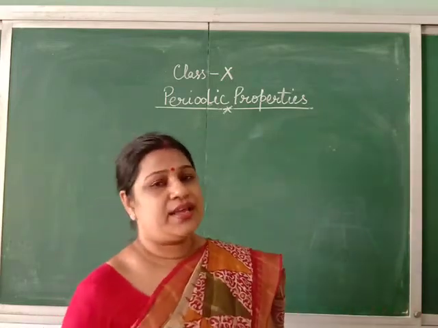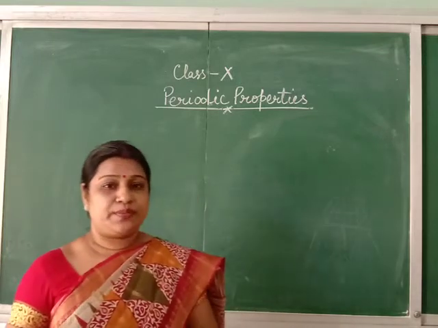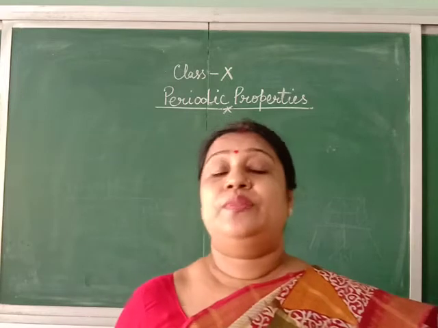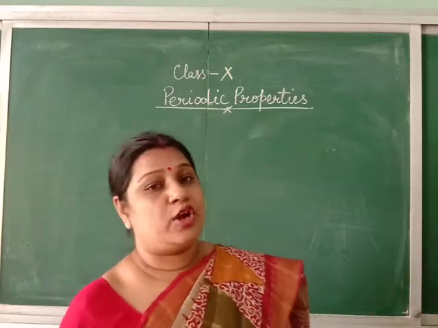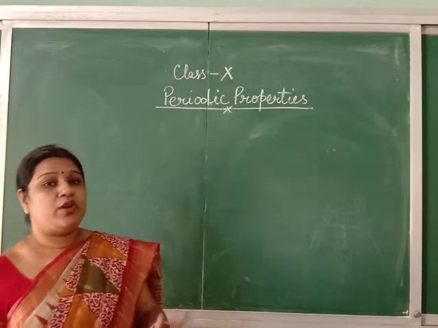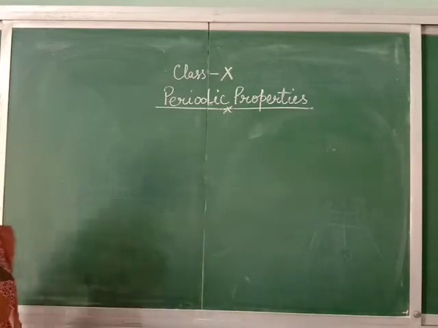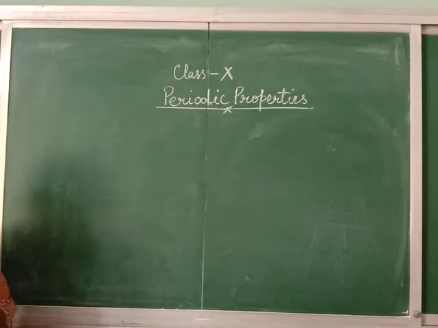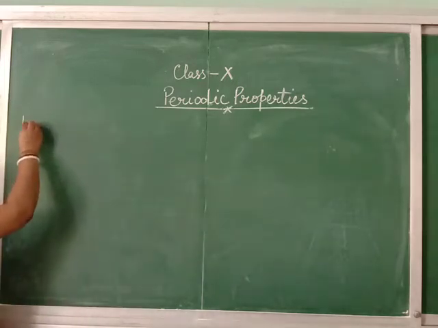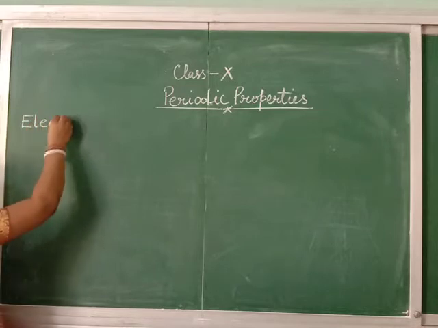Last time, I explained what a periodic property is, what the reason for periodicity is, and I explained atomic radii and ionization potential as periodic properties. Now, the next periodic property which I am going to discuss is electron affinity.